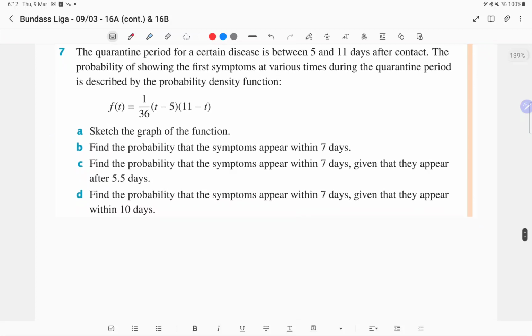Wait, we're meant to expand the brackets. Yes, you're supposed to expand that, otherwise you can't antiderive it.